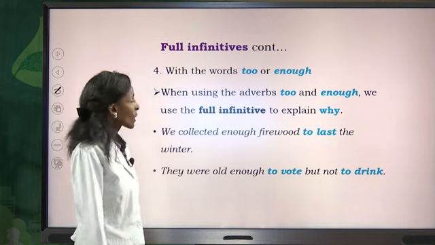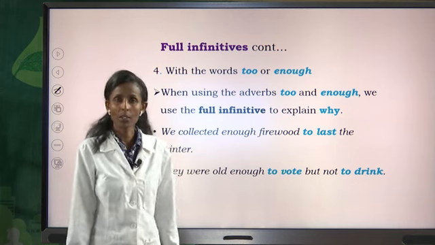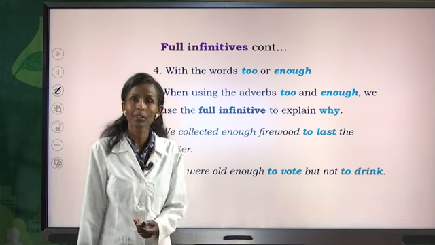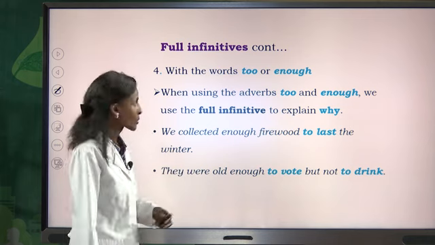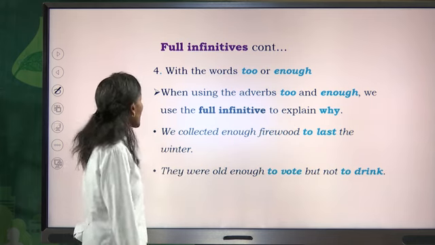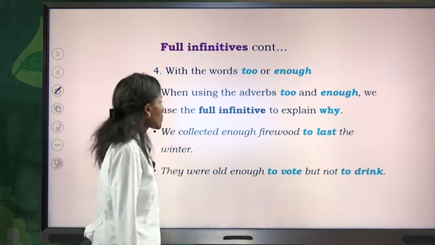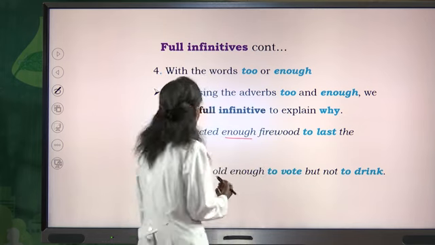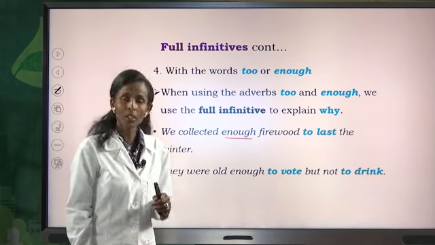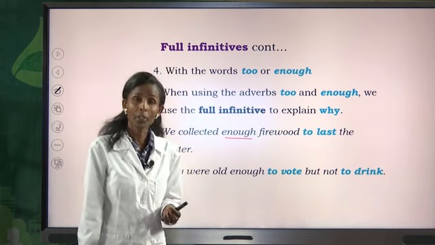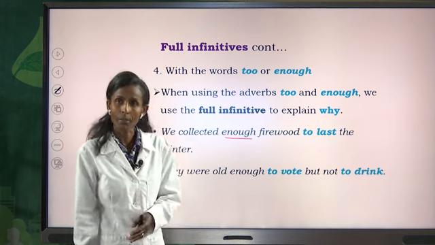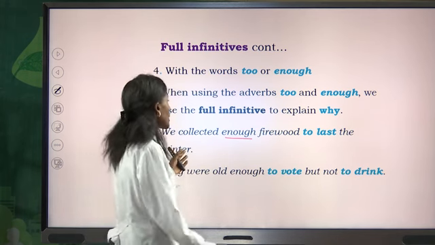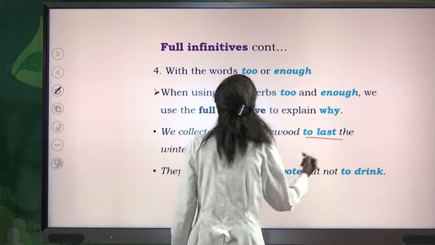The fourth, with the words or adverbs such as too and enough. You can use the full infinitive quite frequently when you are using the adverbs too and enough. Too means T-double-O, okay? Like, we collected enough firewood to last. You see, enough, adverb. By the way, let's consider the word enough. The word enough has got what? A typical feature. It can be used as adjective and adverb. When is it used as adjective and adverb? We can see. We collected enough firewood to last the winter.